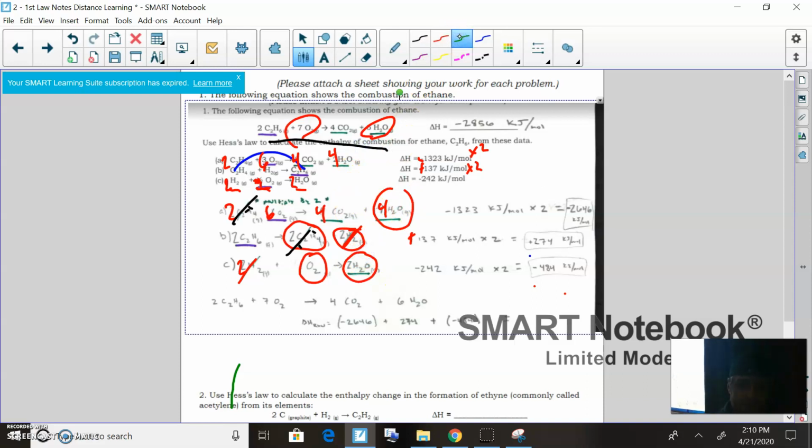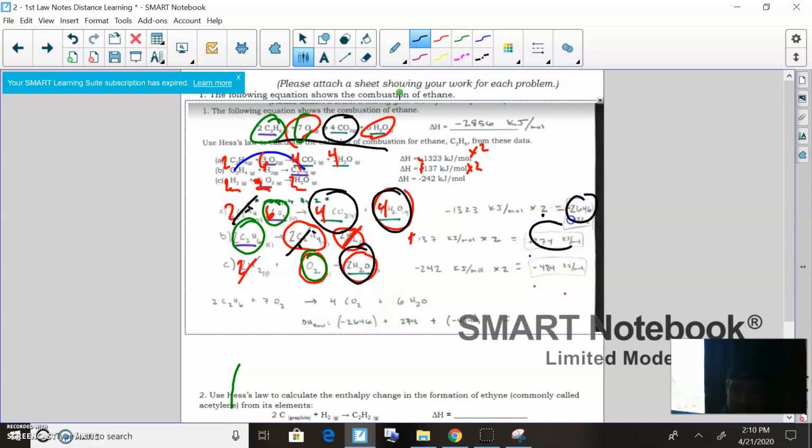So let me just go through and double check. 2 C2H6s. Bingo, done. 7 O2s. Boom, boom, done. On the left side. So now I go to the right side. 4 CO2s. Bingo, done. 6 H2Os, there and there. Bingo, done. Add them all up, and make sure the signage is right. 2 times that, plus that, plus that. And your answer is going to be, not sure. Looks like it should be right there, and it's not. But that's your answer.